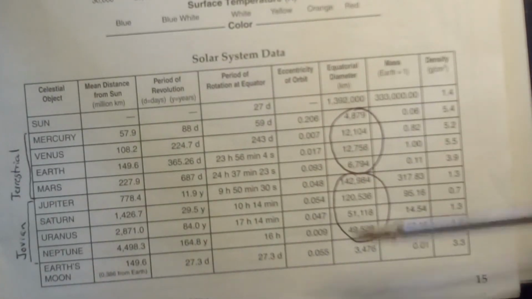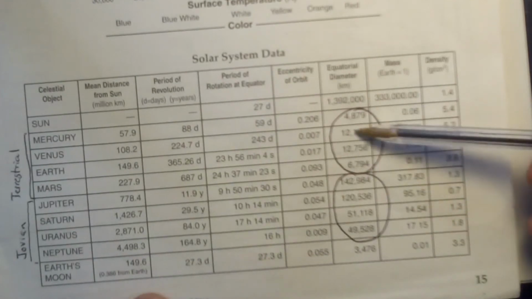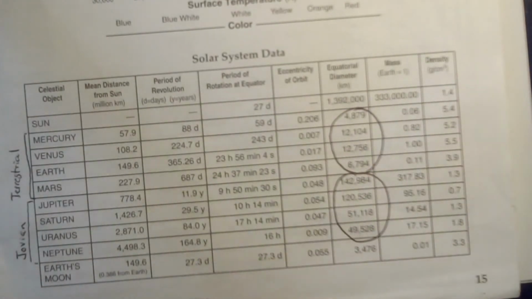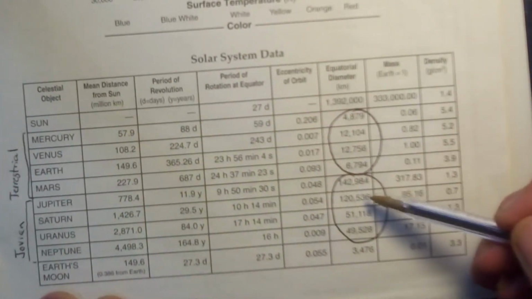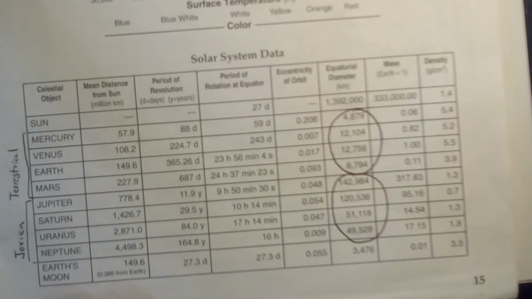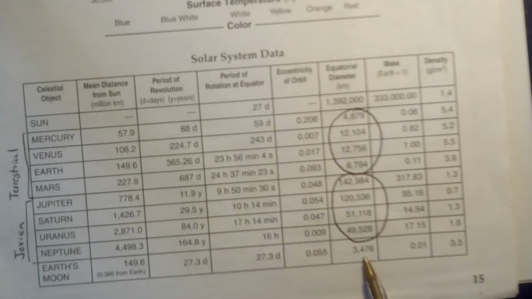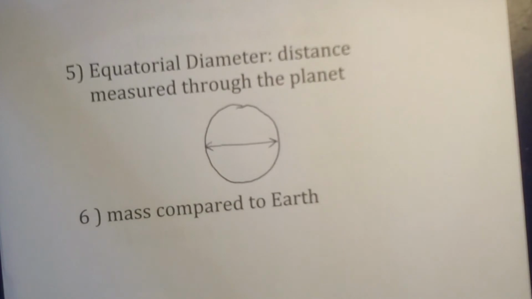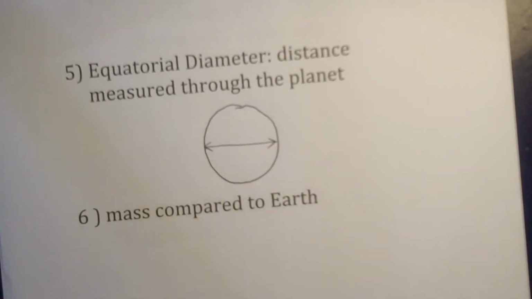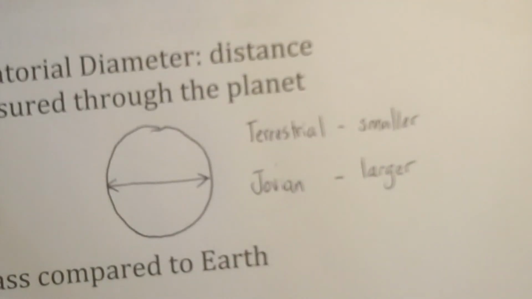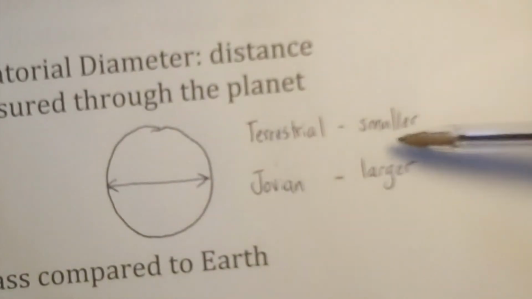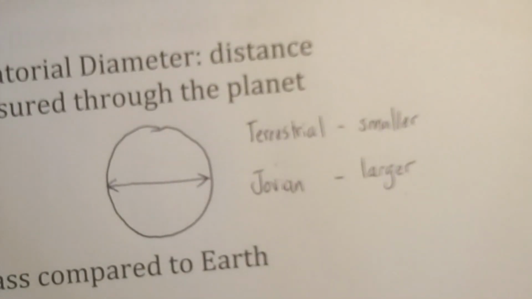Starting with terrestrial planets, you find that these are very, very tiny compared to the outer planets. The Earth and Venus are sometimes called the twin planets because of their proximity in size, but certainly not because of their surface conditions. Then we have the largest planet, Jupiter here, Saturn, Uranus, and then Neptune. The Earth's moon, 3,476, is surprisingly just 1,400 kilometers or so smaller than Mercury. So the equatorial diameter is measured from side to side through the equator. And when we compare the two different groups of planets that we have, terrestrial versus Jovian, the terrestrial planets are smaller, the Jovian are larger.